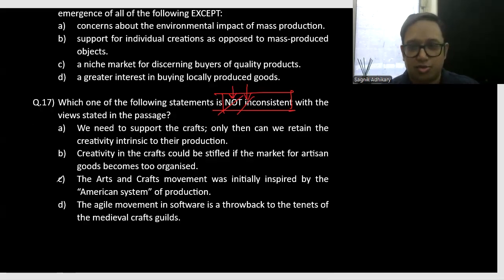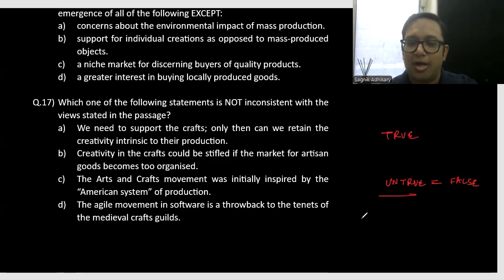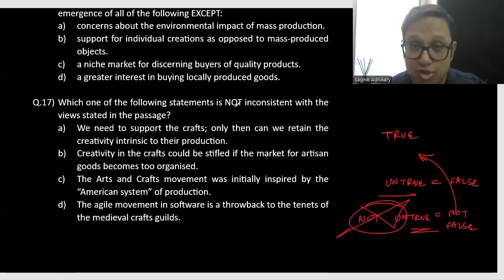To clarify this, let's say we have the word true, something which is true, something which is correct. The opposite of that is untrue. Untrue equates to false. Now, if we take untrue and put a not in front of it, not untrue equals not false. What is not false is essentially true. So when you have the double negative, you can just cancel it out and make the positive of the given phrase. So with not inconsistent, the negatives will cancel out.